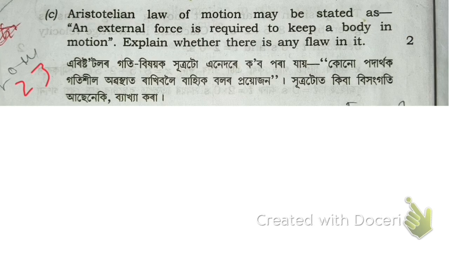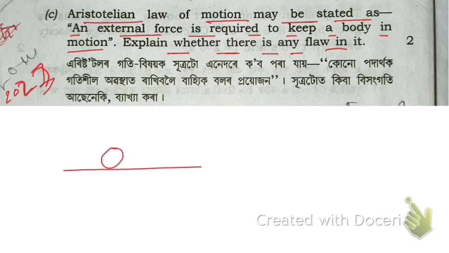So here is the next question. This was also asked in 2023, right? And here, Aristotelian law of motion may be stated as, an external force is required to keep a body in motion. Explain whether there is any flaw in this law. So now you see, suppose an object is on a frictionless surface, and it is moving with a constant velocity, right?